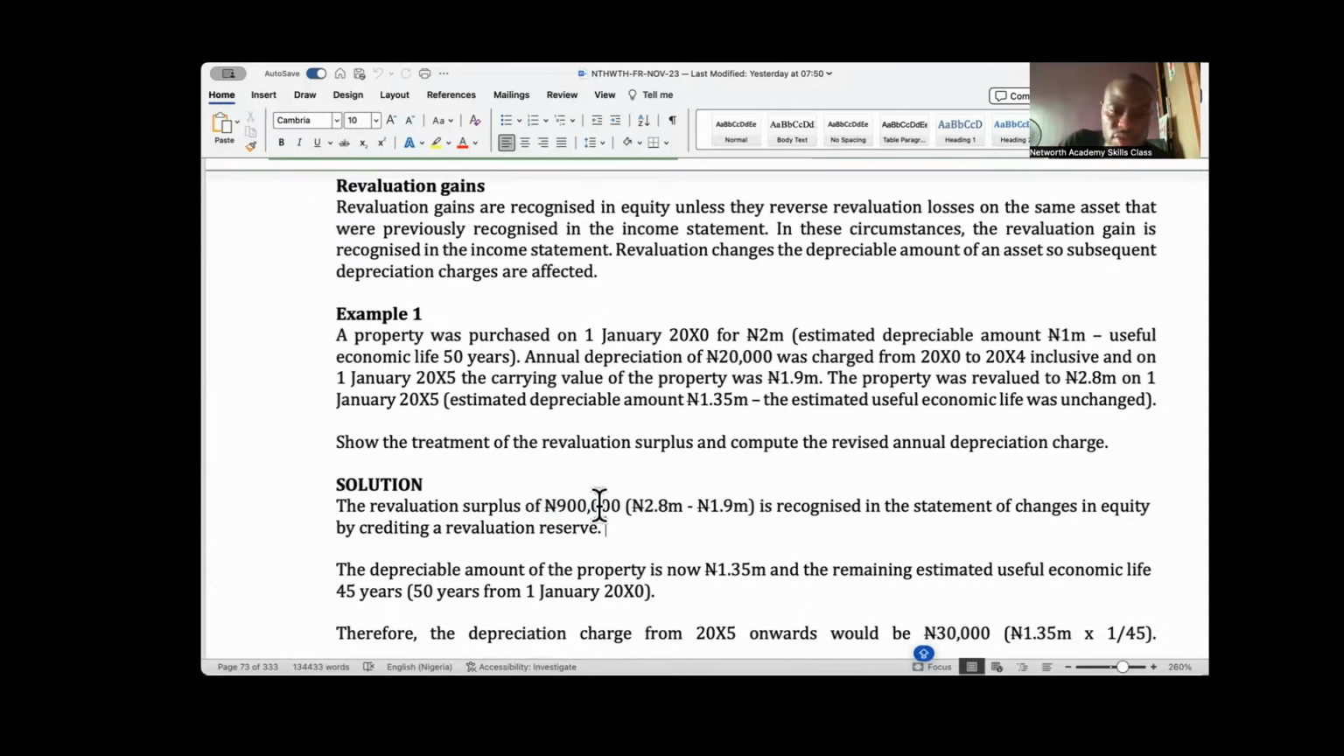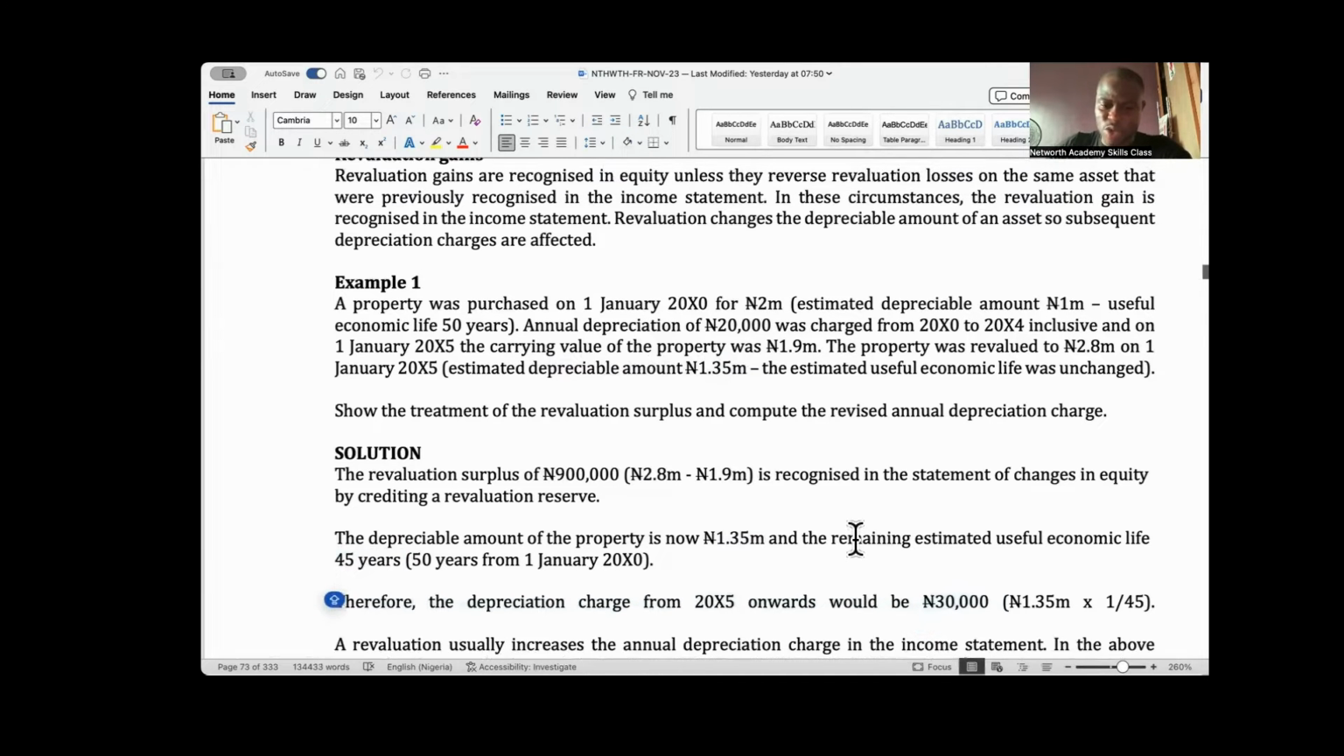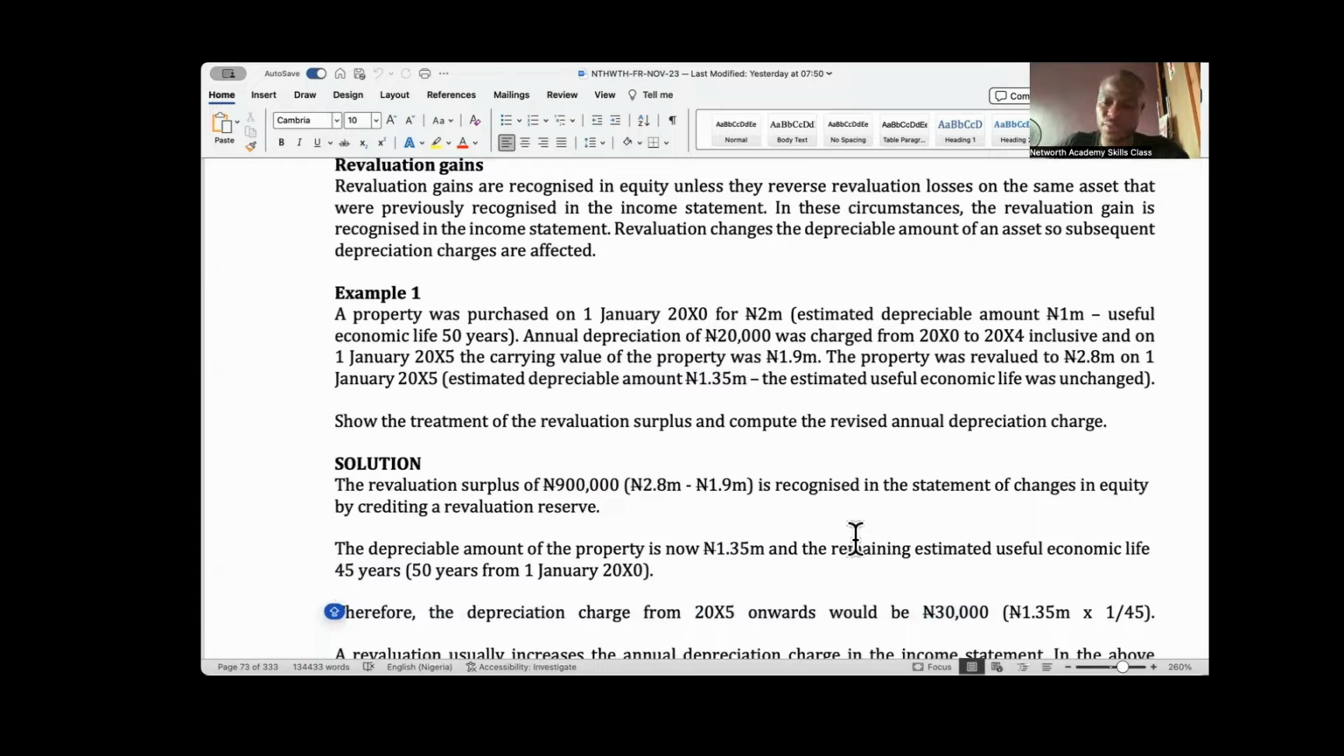But this question was magnanimous. It already gave us the depreciable amount, which is the amount to depreciate over the remaining useful life of the asset. So we'll do 1.35 million divided by the remaining useful life of 45 years. And that gives us 30,000. However, you will see that after revaluation, our depreciation increased. It used to be 20,000 per annum before that revaluation. But now, it is 30,000.